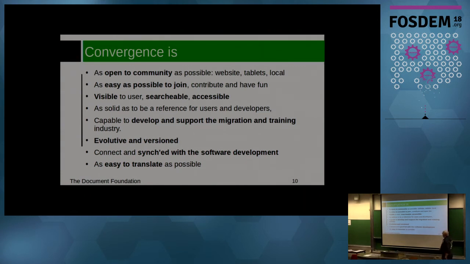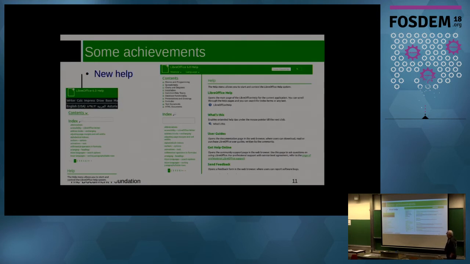Good reference for users and developers. Capable to develop and support the migration and training industry. It also has to be evolutive and versioned, which is important to keep the same pace as the software, and connected and synchronized with the software, and as easy to translate as possible. It's also a very important issue. In LibreOffice and Apache OpenOffice, we have the help, which is connected and loaded into a translation server, and we have as many as 50 languages actively translated.